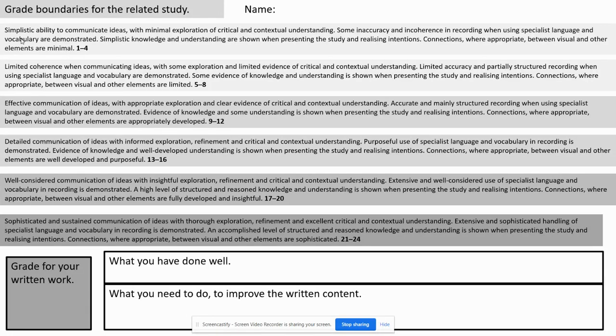Okay, and that's it from me. Any questions? Please get back to me. This mark scheme goes through from the top, which is the lowest descriptor, and obviously it's out of 24, and that's how you're marked, and that's what you'll be marked next year.